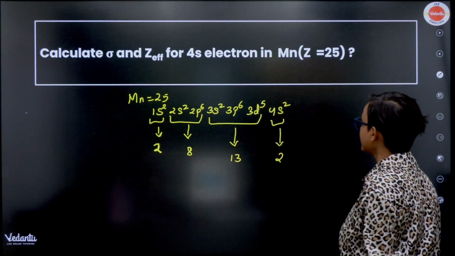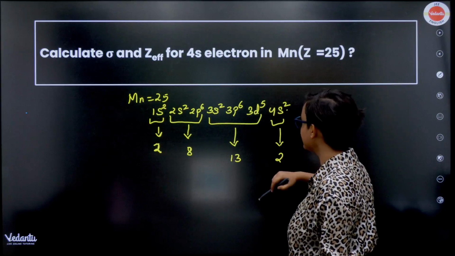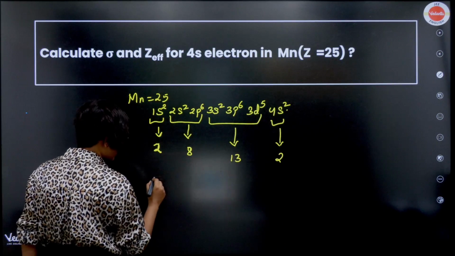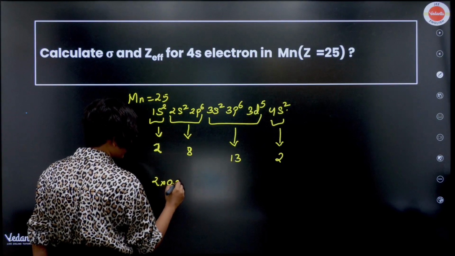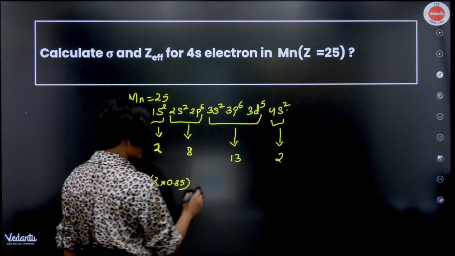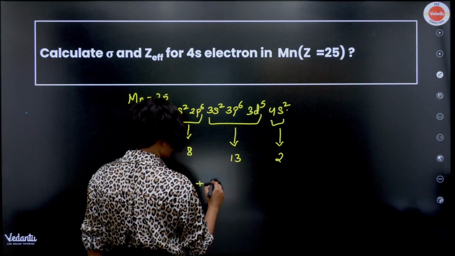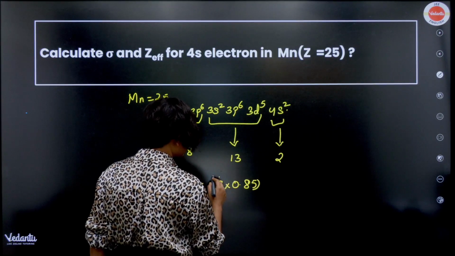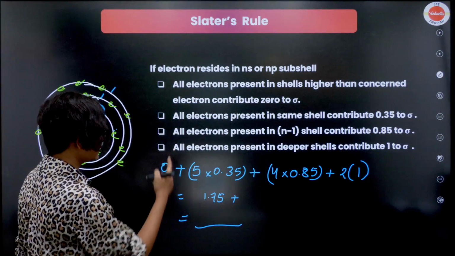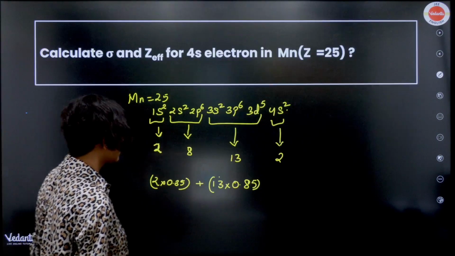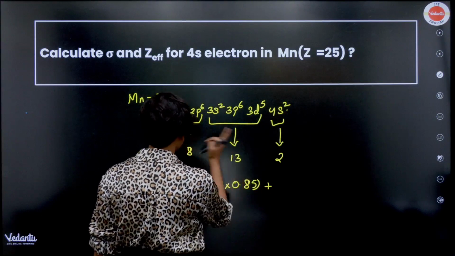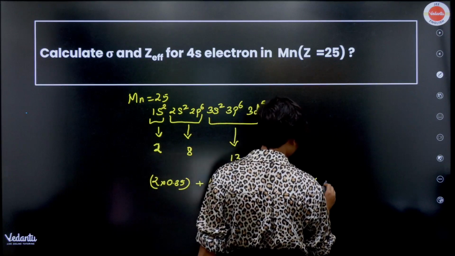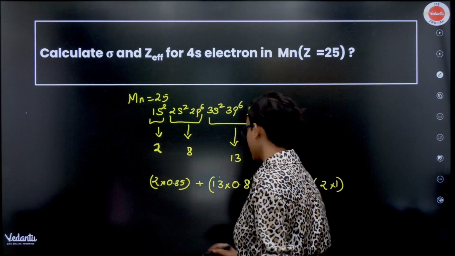Correct? Now Z effective for 4s electron, that means this electron. So in this case, what do we have to do? Let's start from here. So that means 2 into 0.35, plus 13 into 0.85, right? That's the formula, isn't it? Yes. Okay. Then after that 8 into 1 and then 2 into 1. So calculate all of this.